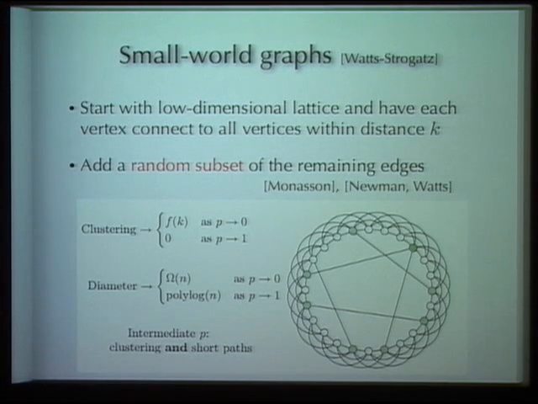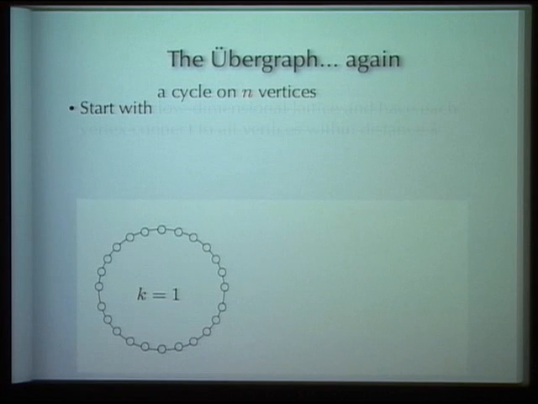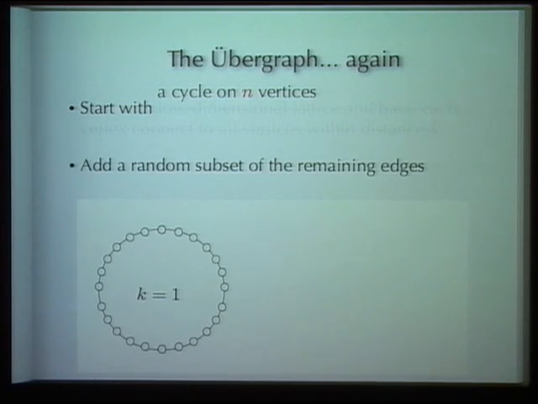The intuition for this behavior comes from something that we've already seen. I said to start with a low-dimensional lattice and have each vertex connect to all vertices within distance k. So let's make it really simple: just start with a cycle on n vertices. Take k to be 1, so the dimension is 1. And then we add a random subset of the remaining edges.